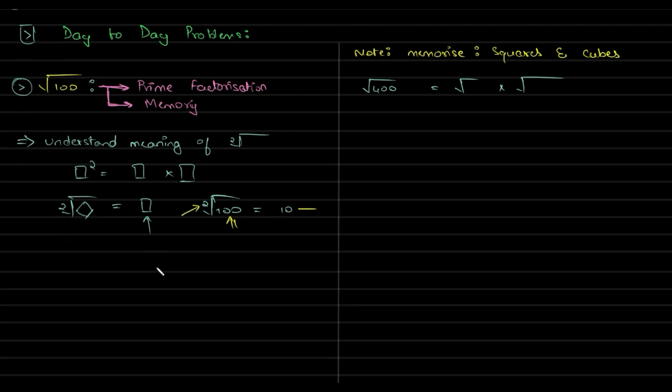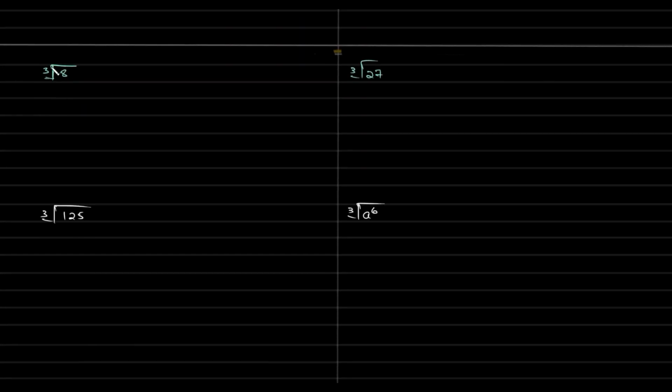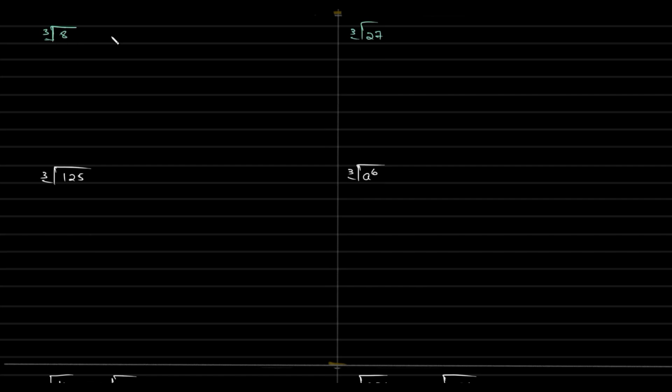Okay, so I'll give you one more example, right? I have a few more over here. So what does this actually mean? What number multiplied this many times, that is 3 times, gives 8? So basically, what number when multiplied 3 times will give me 8? What is it? 2, right? So basically, cube root of 8 is 2.